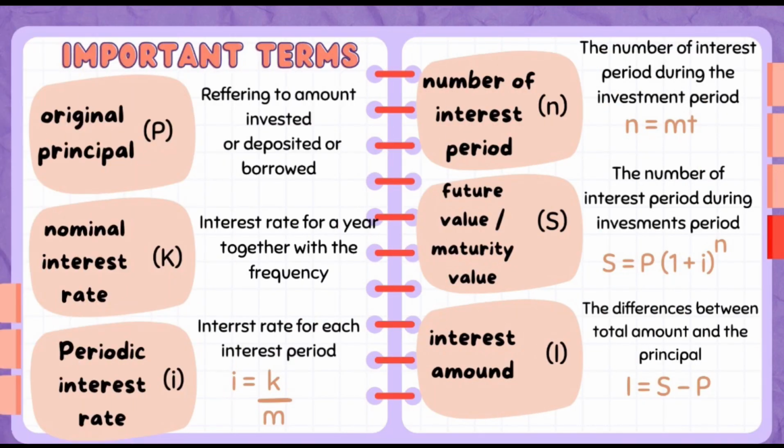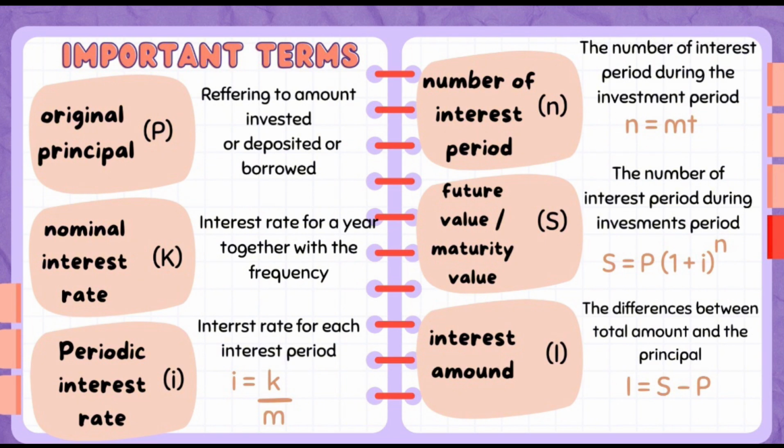And these are the important terms in compound interest. The first one is original principal, which is P. P refers to the amount invested, deposited or borrowed. The second one is nominal interest rate, K, the interest rate for a year together with the frequency. The third one is periodic interest rate, I, the interest rate for each interest period. The formula we use for I is I equals K per M.